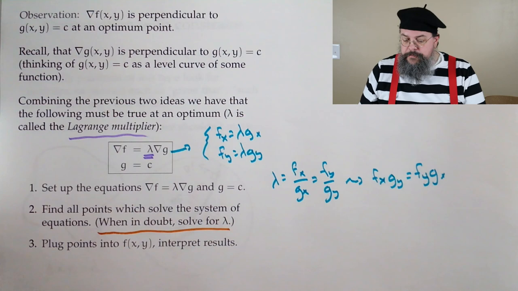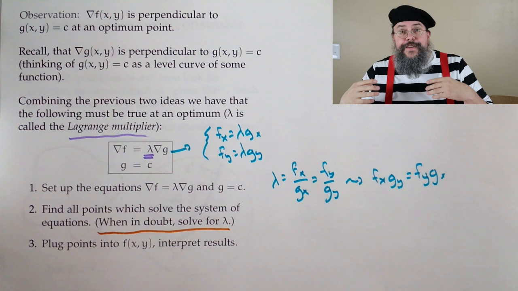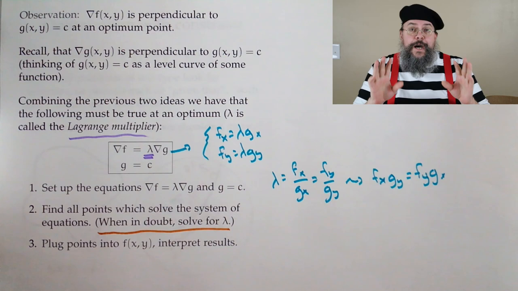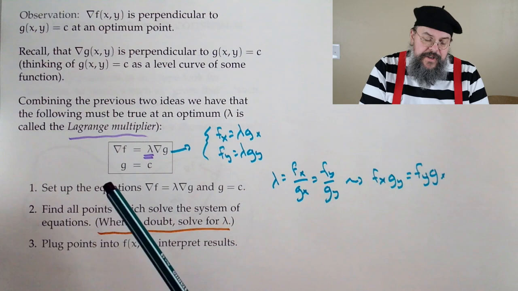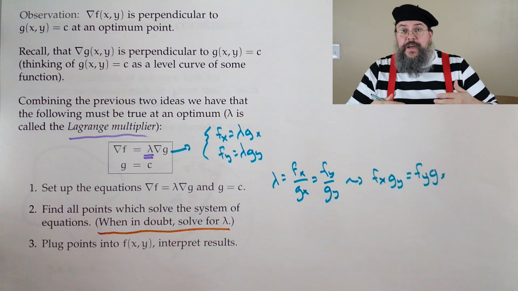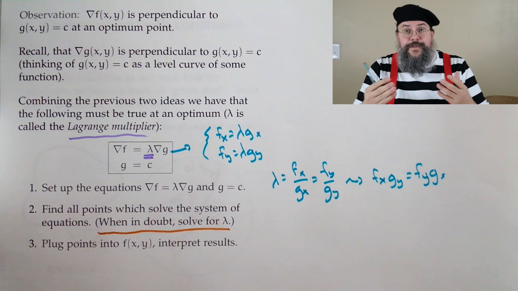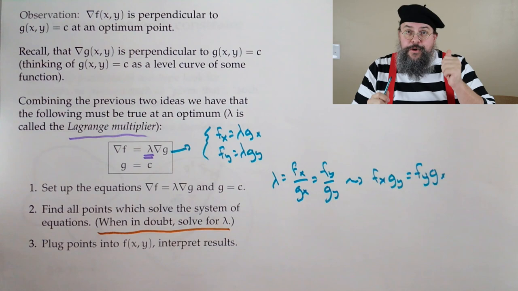Now, after you've solved for lambda, you take those points, you plug it into the function, and you interpret the results. A couple of notes here. This has been talked about for functions of two variables. For functions of more than two variables, same process. So in other words, again, gradient of f equals lambda gradient of g, g equals c. Set up your system of equations. It's just here, instead of two equations, you're really going to have three equations because you have three entries. So any number of variables works. That's point number one.